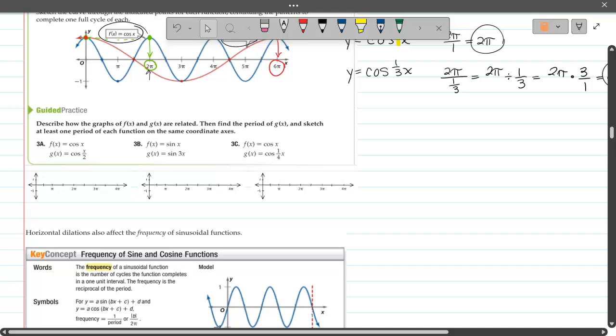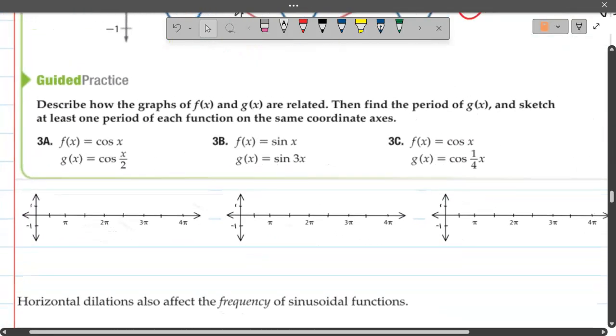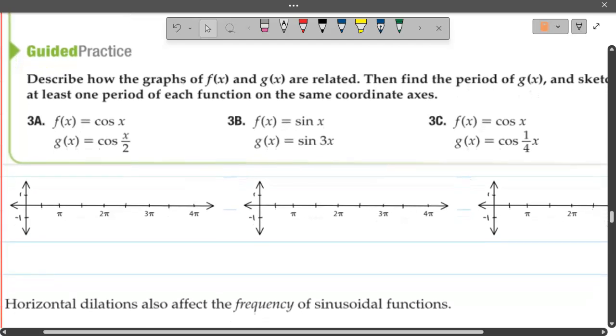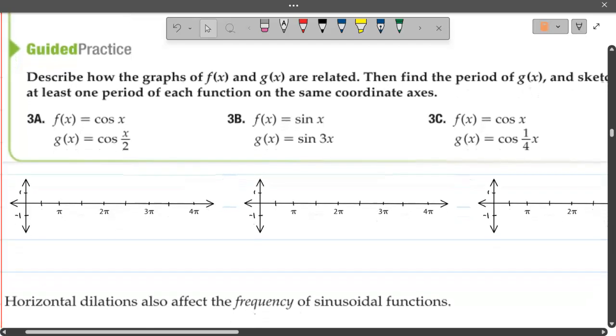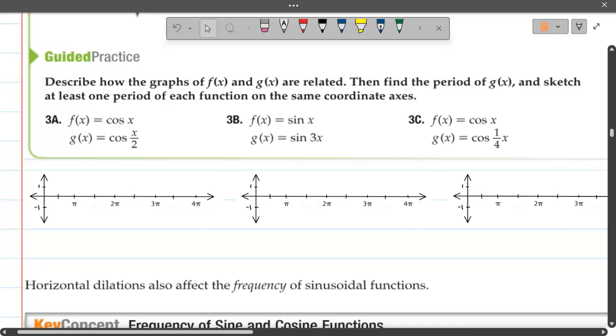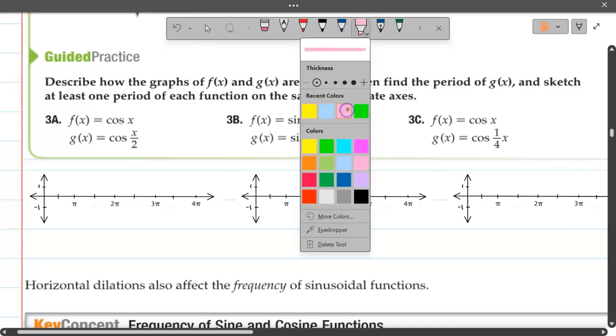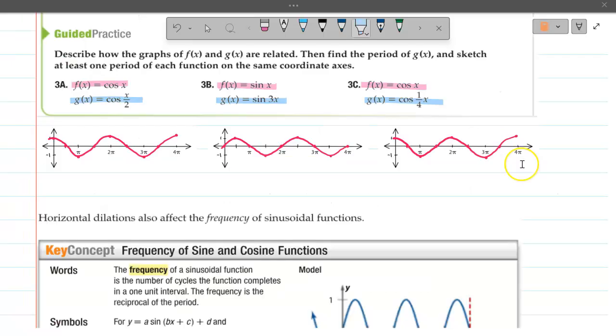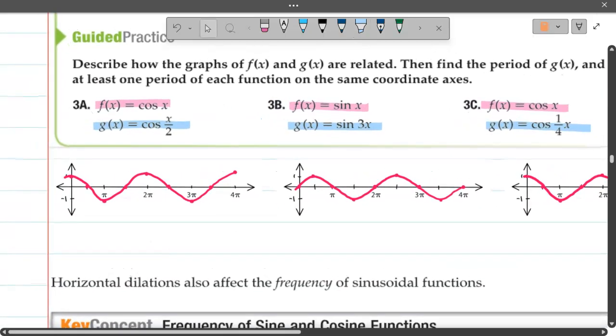So what does this mean? Well, we need to know the period and then sketch at least one period on the same coordinate axes. I'm going to pause the video and go ahead and just graph my parent functions first. This is probably the 3rd time you've seen me do this on the videos, so I trust that you know how to do this. Pause the video and just get the parent functions graphed. Okay, now we're ready to graph our g of x functions on the same coordinate axes.